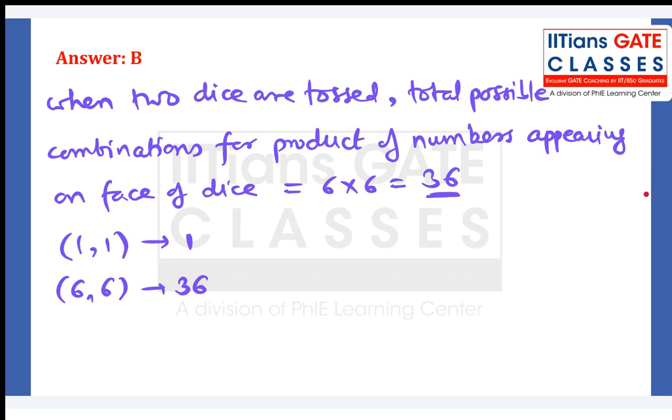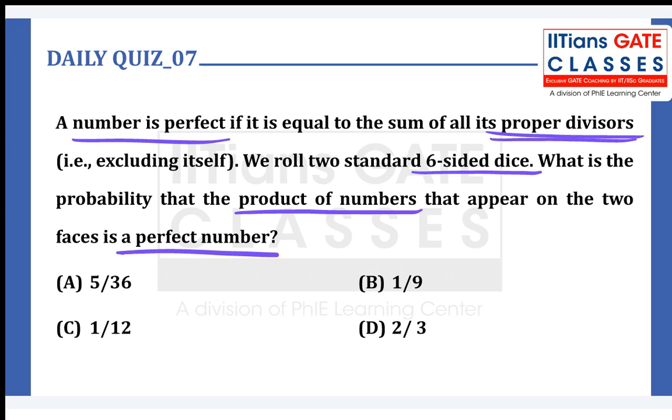Some of them will be repeated. For example, if I take 2 and 4, it will be 8. And similarly, if I take 4 and 2, that will also be 8. But that is okay. I am not saying these are all distinct possibilities. There are total 36 possibilities. There could be repeated products also, I mean, the number which is a product can be repeated also. That is okay. Okay. So that is not the problem. The problem is about the other part of the question where they are talking about a perfect number.